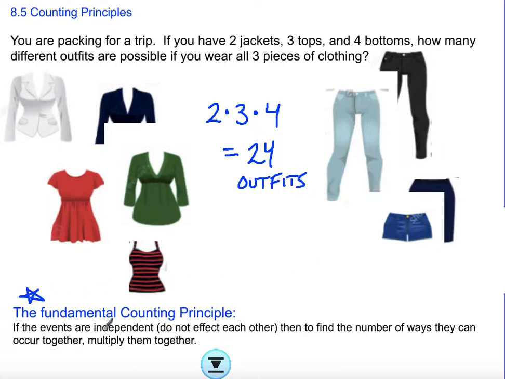So that's the fundamental counting principle. When events are independent, when their probabilities don't affect each other, so the chances of me choosing a jacket has no effect on the chances of me choosing a shirt, has no effect on the chances of me choosing a pair of bottoms, then to find the number of ways they can occur together, you just multiply them together. And that's going to come up in some other problems that we do today.